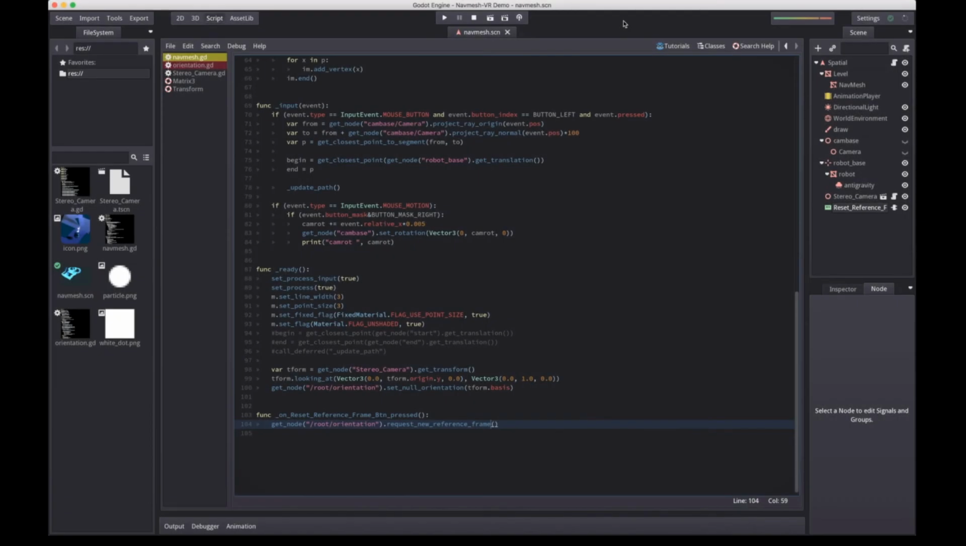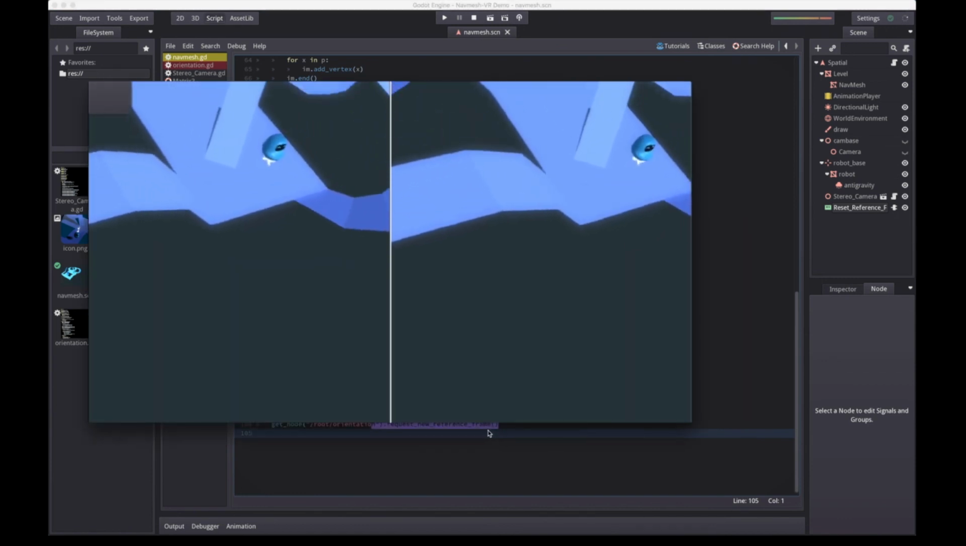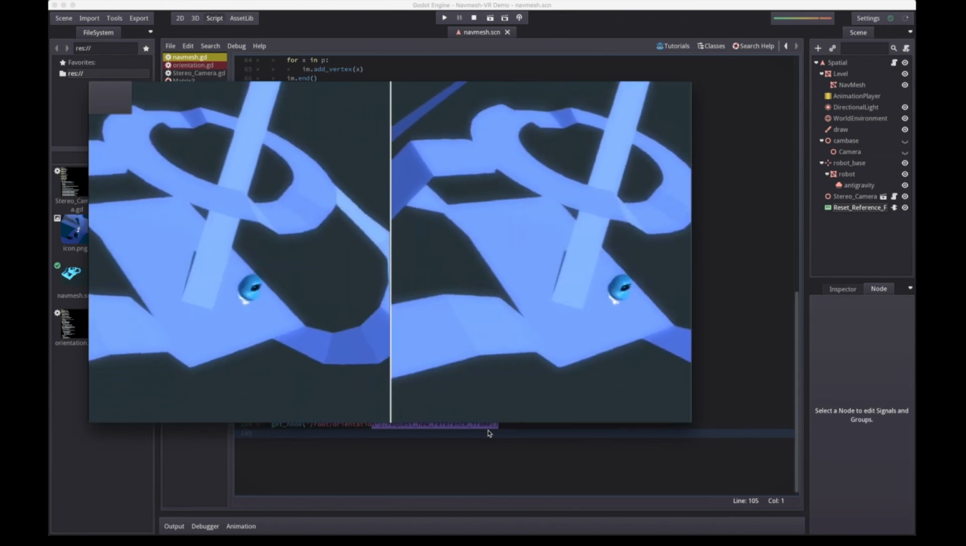Well, it won't come as any surprise to anyone that obviously we made two mistakes. The first was forgetting the up vector in our looking at, and the second one was it wasn't called request reference frame, but request a new reference frame. However, there we go. We have a working application now.